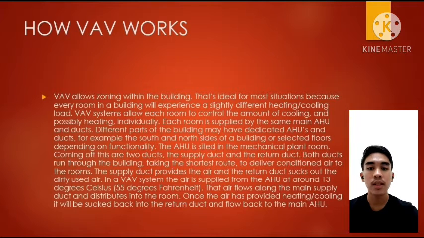In the VAV system, the air is supplied from the AHU at around 13 degrees Celsius, which is 55 degrees Fahrenheit. The air flows along the main supply duct and is distributed into the rooms. Once the air has provided heating or cooling, it will be sucked back into the return duct and flow back to the main AHU.